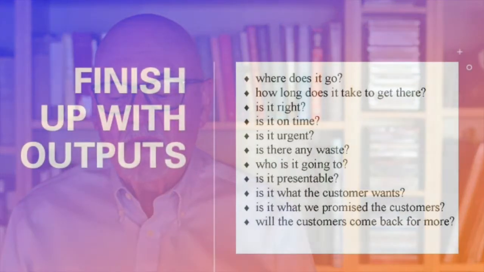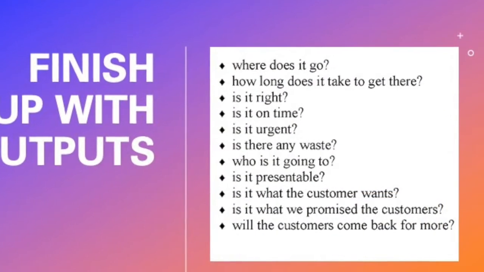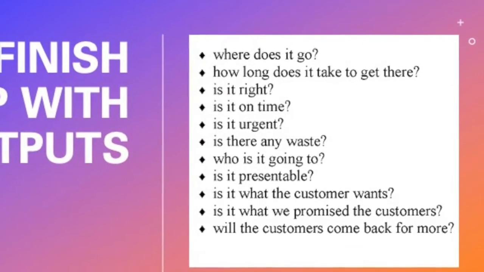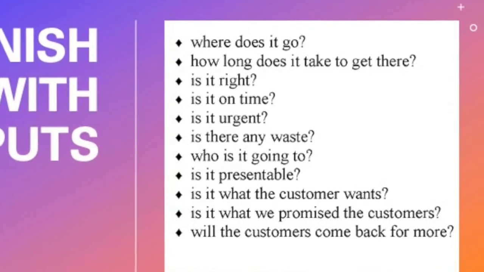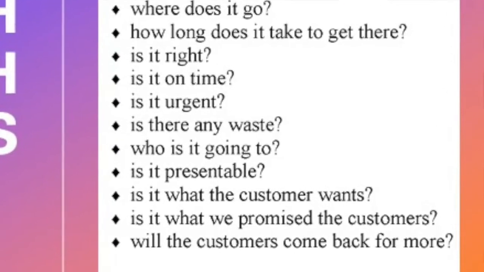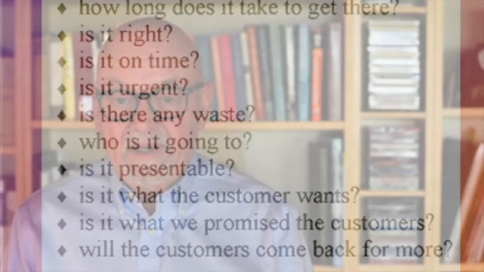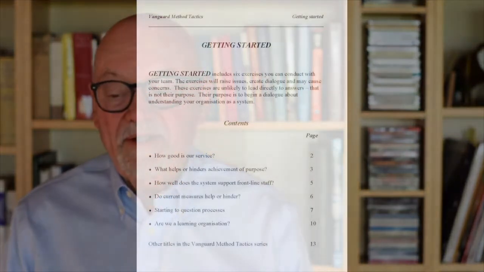So we looked at input, we looked at process. Now, obviously, we finish up with the outputs. And what kind of questions do we want to ask with outputs? We need to know, of course, where does it go from here? How long does it take? Is it on time? Who's it going to? Is it presentable? Is it what we promised to the customer? These questions are in Getting Started by Seddon that I mentioned earlier.